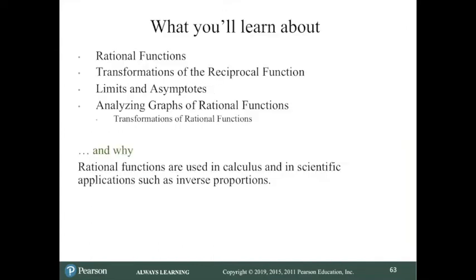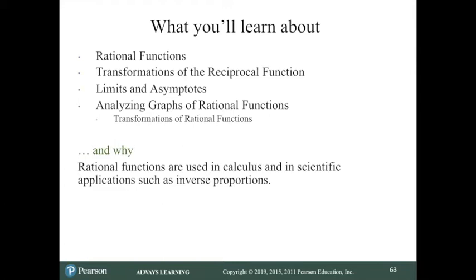So what are we going to learn about? We're going to review, and kind of look into, rational functions. We're going to look at transformations of the reciprocal function, which we did a worksheet on. We're going to look at limits and asymptotes in an additional new way. We're going to analyze the graph of rational functions, including looking at transformations on rational functions.